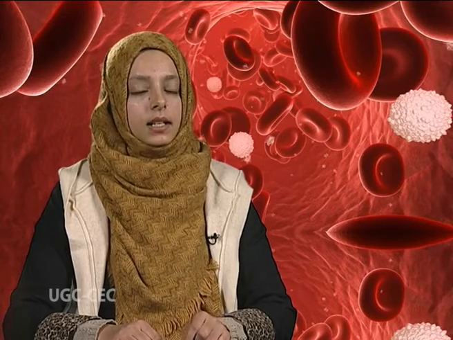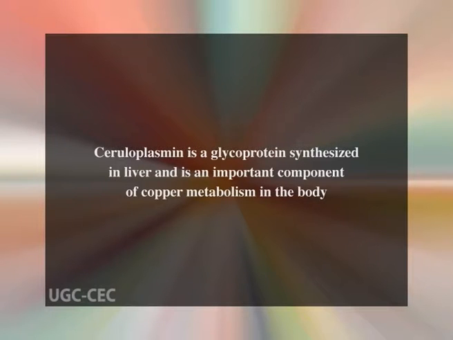Haptoglobins are also glycoproteins having a molecular weight of 85,000. These are synthesized in the liver and can bind with any free hemoglobin that may arise in plasma due to lysis of erythrocytes, and thus prevent excretion of hemoglobin and iron associated with it. Ceruloplasmin is a glycoprotein synthesized in the liver and is an important component of copper metabolism in the body. Nearly 95% of plasma copper is bound to this protein.